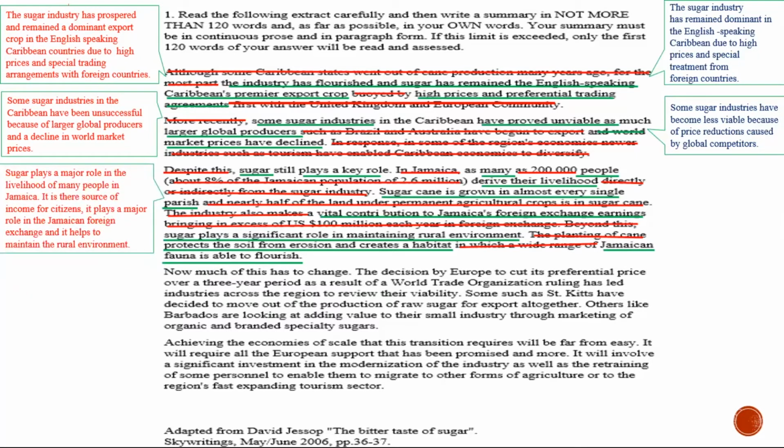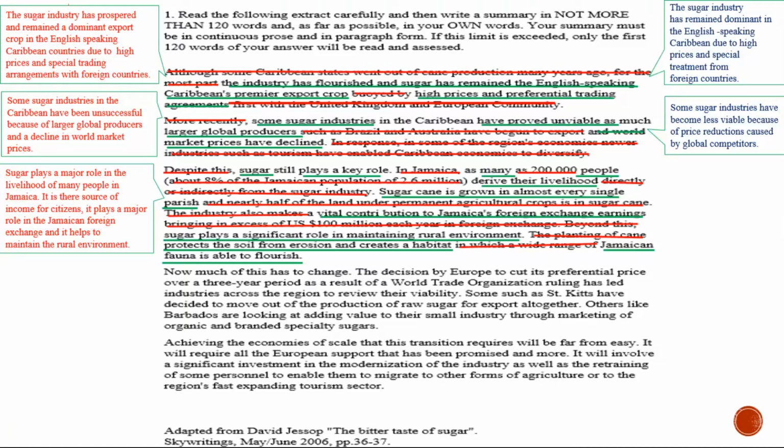The paraphrased version says, sugar plays a major role in the livelihood of many people in Jamaica. It is their source of income for citizens. It plays a major role in the Jamaican foreign exchange, and it helps to maintain the rural environment. This is the paraphrase version. This is what I understand from it. This is what we get from it, because it did talk about the benefits to Jamaica.